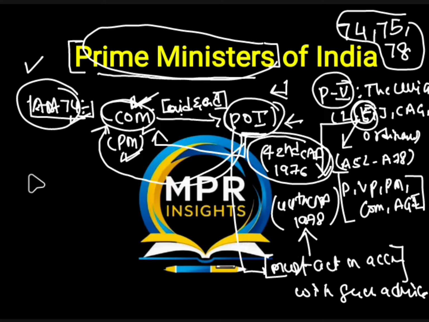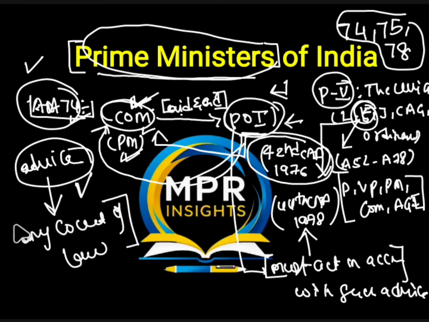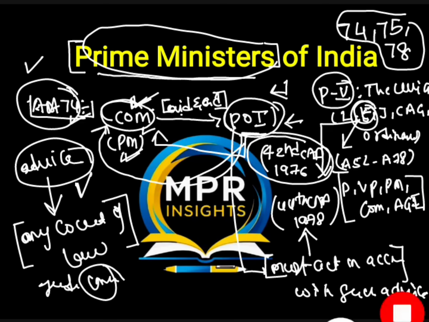Whatever advice is tendered by the Council of Ministers to the President of India cannot be inquired into in any court of law. So the advice tendered has judicial immunity. Whatever advice is sent by the Council of Ministers has judicial immunity.